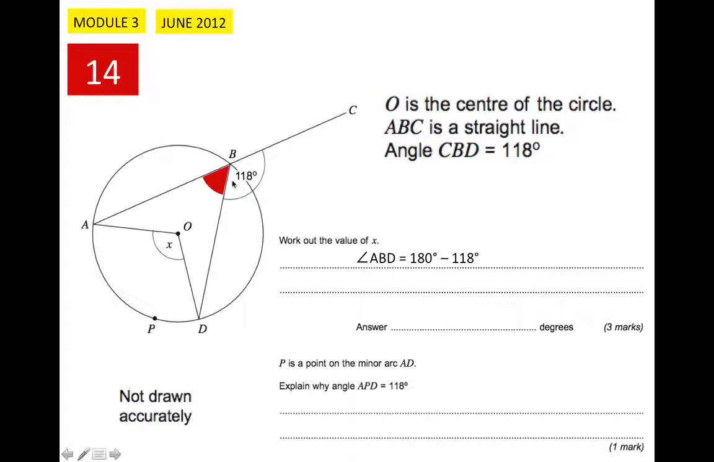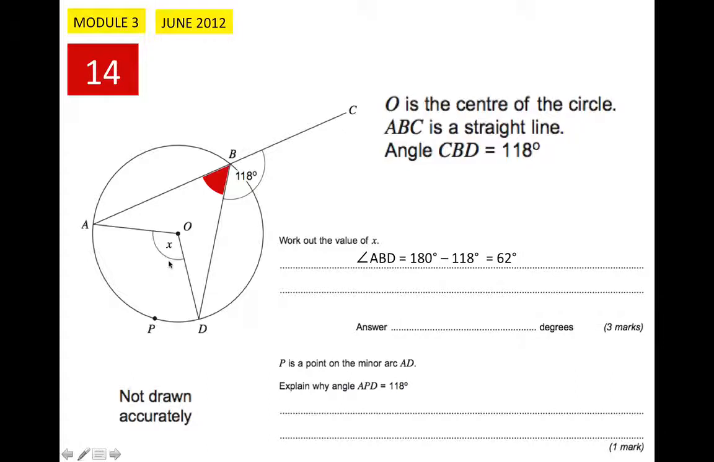Well, we know that the red one is 180 minus 118 because it's on a straight line. So the red one, which is ABD, because it goes from A to B to D, that's 180 minus 118, which is 62. I don't like that I've written two equal signs on the same line there, but I'm rather short on space here.